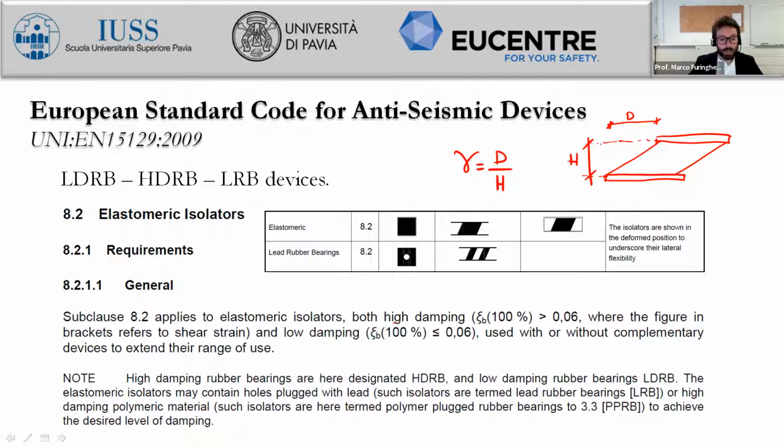And there are also other definitions. We had obviously the lead rubber bearings, high damping and low damping, but we also have polymer plugged rubber bearings, which are particular and specific devices with a high damping polymeric material, something like an addition like the lead core, which provides a higher dissipative capacity to the device.